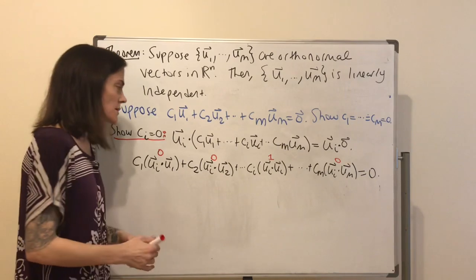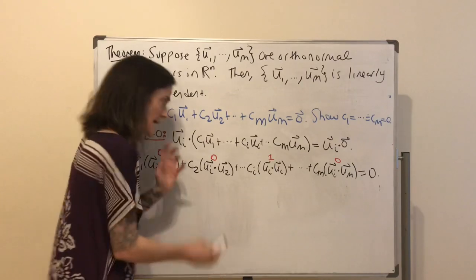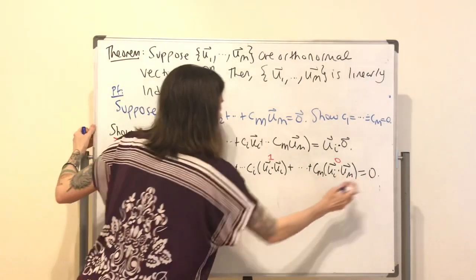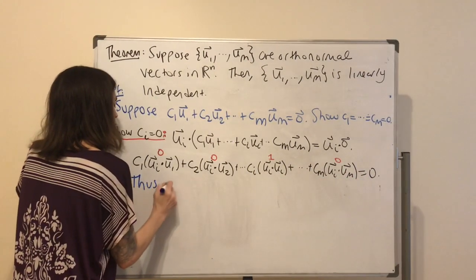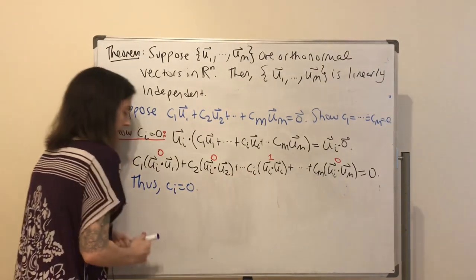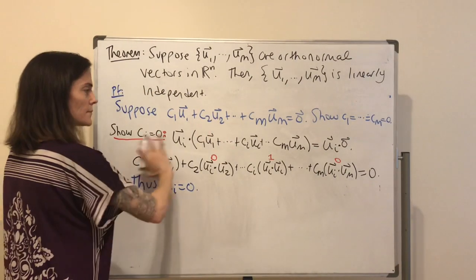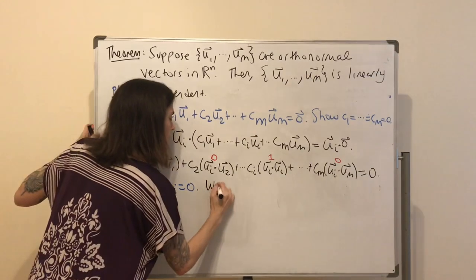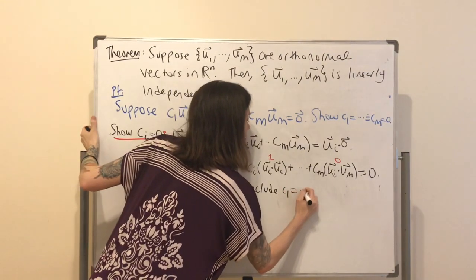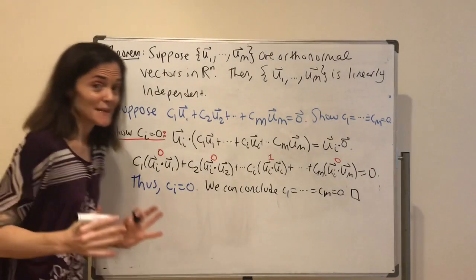So what does this equation actually say? Every single term is 0 except this one. And this says ci is 0. That's what this equation says. And so we can conclude, I did this for one, but it's general, so we can conclude that all of them are 0 from a similar argument. And this shows the vectors are linearly independent.